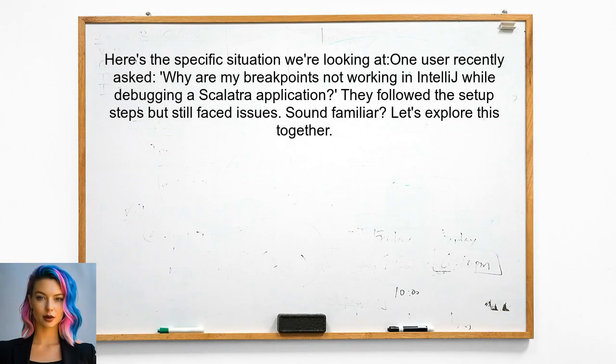Here's the specific situation we're looking at. One user recently asked, "Why are my breakpoints not working in IntelliJ while debugging a Scalatra application?" They followed the setup steps, but still faced issues. Sound familiar? Let's explore this together and find a solution.